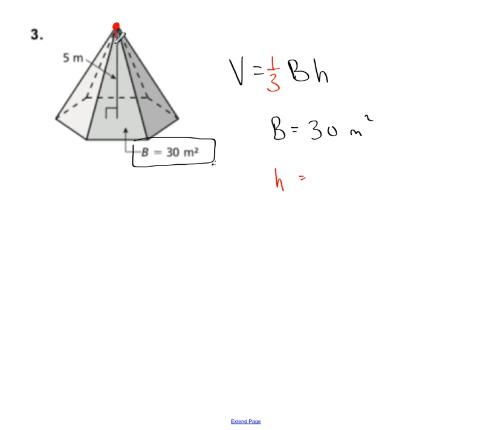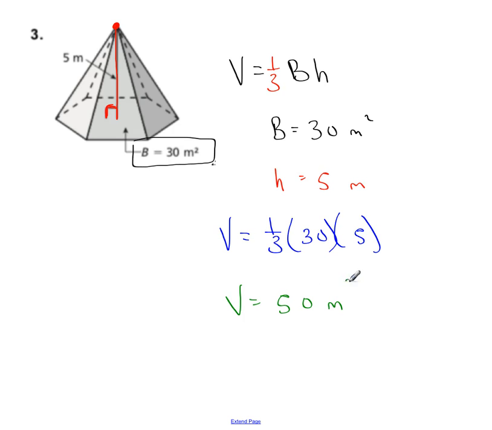From the vertex straight down makes that right angle, right? That's the symbol that represents a right angle. So the height of this pyramid is actually just 5 meters. So now I have all the components I need. Volume is equal to 1/3 times base times height. Volume equals 1/3 times 30 is 10. 10 times 5, 50 meters cubed would be the volume of this hexagonal pyramid.